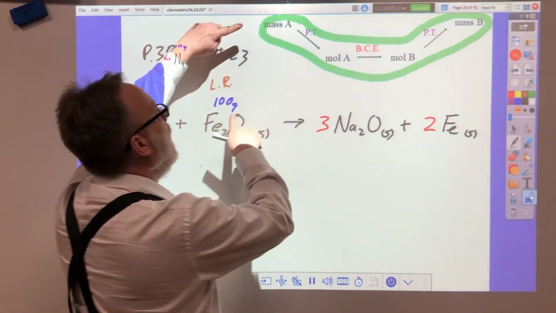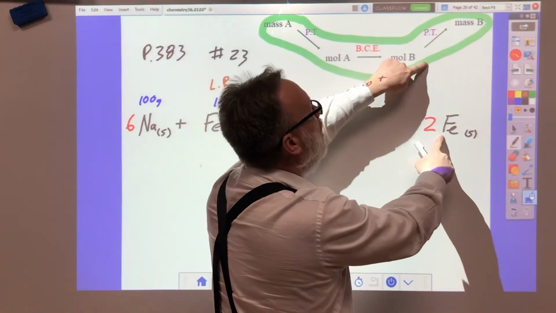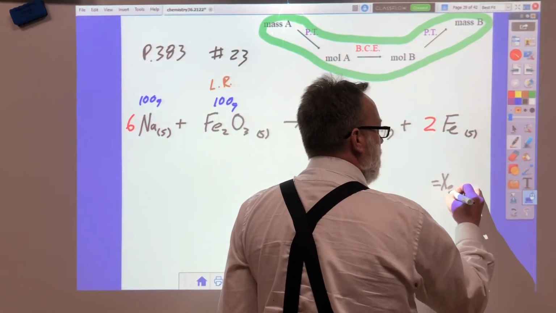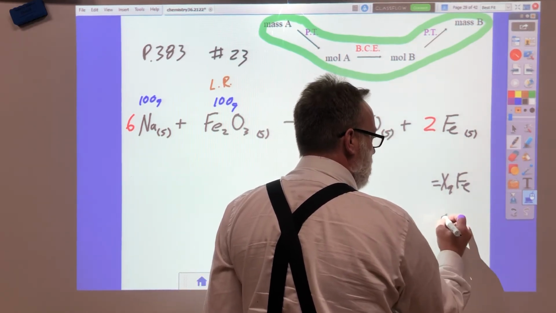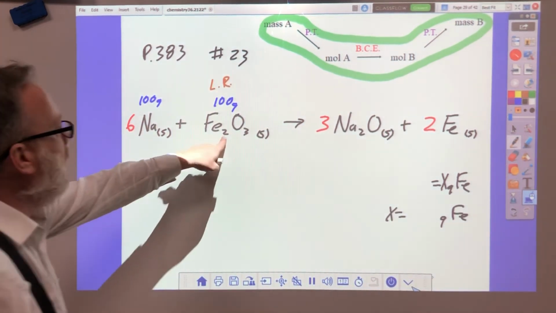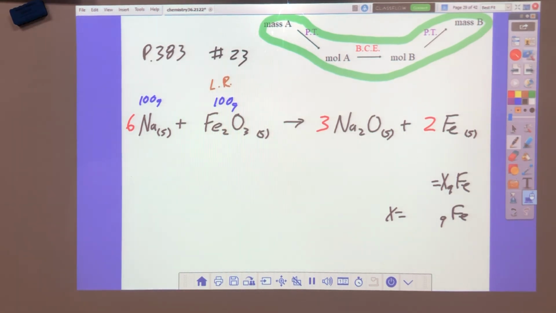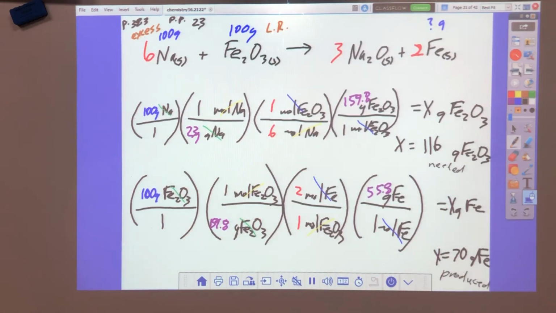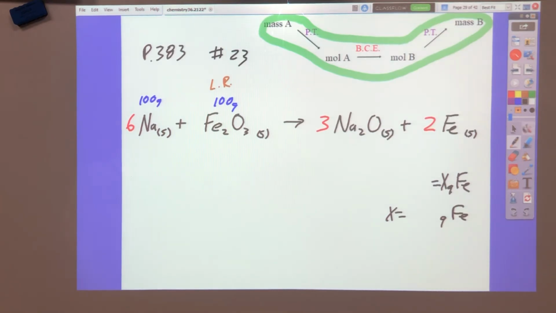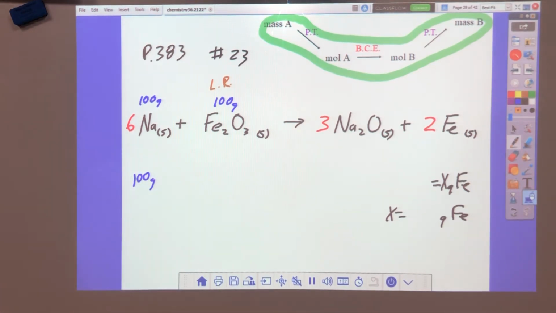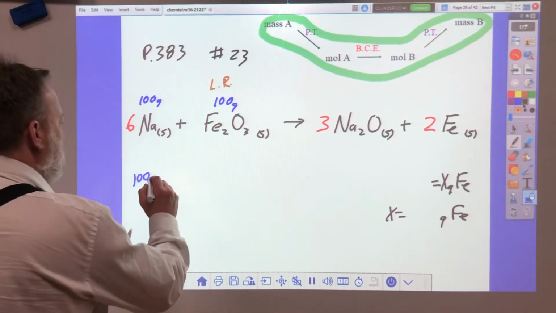Well, we're going to go grams. Again, grams to moles to moles to grams. Aha. So what we are looking for this time is x grams Fe. X equals so many grams Fe. And what we are starting with is 100 grams Fe2O3. Yep, I'm doing it right. I just had to check. I didn't want a bad mistake that was going to cost me a bunch of time. So 100 grams Fe2O3. Use the limiting.